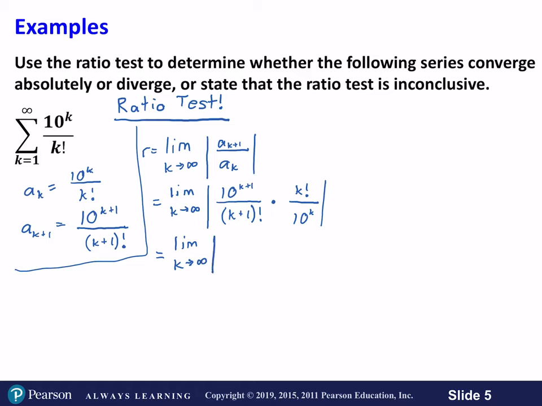All right, so we can rewrite this a little bit to make it nicer. 10 to the k plus 1 is the same thing as 10 to the k times 10 to the 1. k plus 1 factorial is k plus 1 times k times k minus 1, all the way down to 3 times 2 times 1. Or we could think of this as k plus 1 times k factorial, right? Because we have k plus 1 times k all the way down to 3, 2, 1. That's the same thing as just k plus 1 times k factorial.